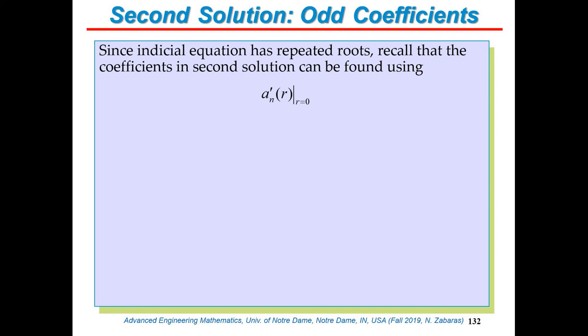All right, so if you remember, when we have two solutions that are equal roots of the indicial equation, we can actually compute in series expansion the second solution, and that involves evaluating the derivatives with respect to r of the coefficients an of r, and then once we differentiate, we take the values of these coefficients evaluated at r equal to 0, which is our double root.